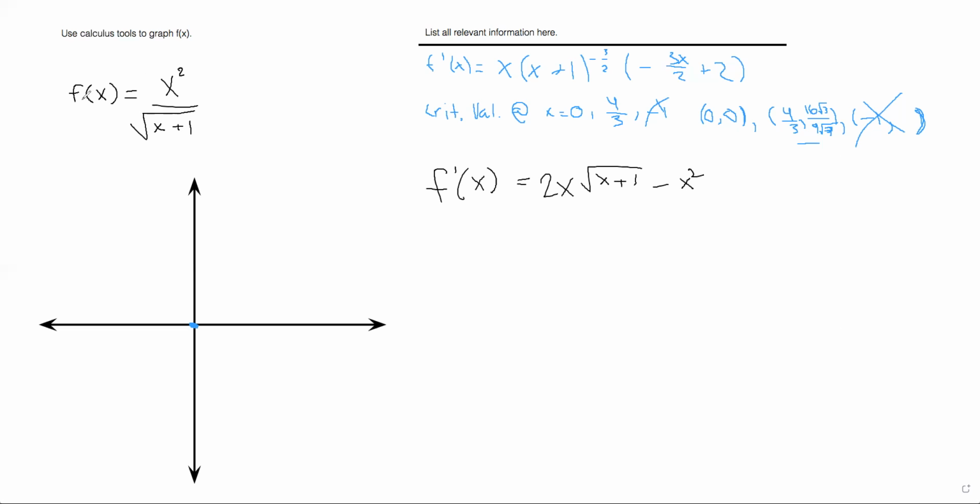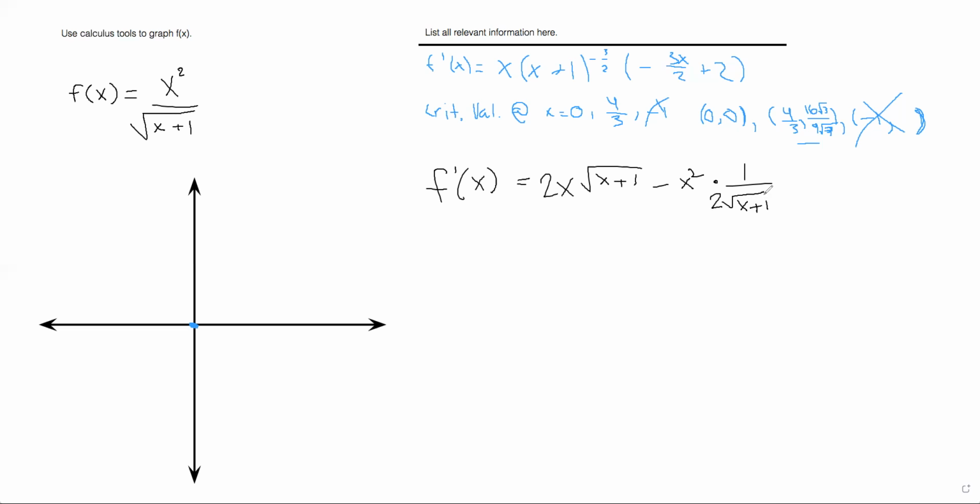So every time we take the derivative of the square root function like this, we have to multiply by the derivative of our inner function, which is x plus 1. So when we take the derivative of x plus 1, we just get 1. So it's going to be 1 over 2 times the square root of x plus 1.